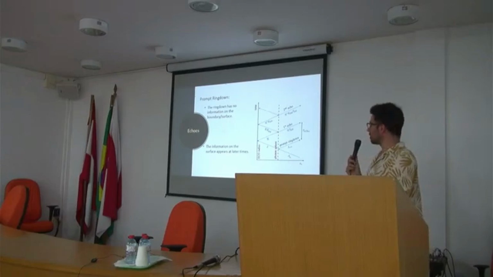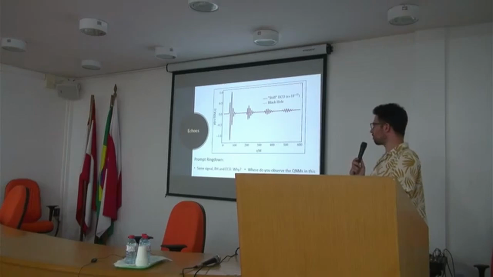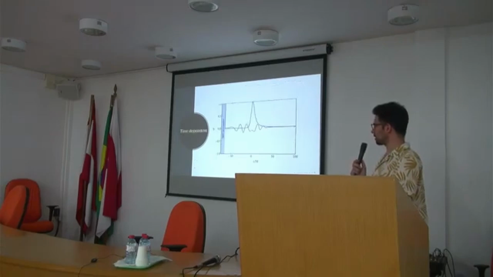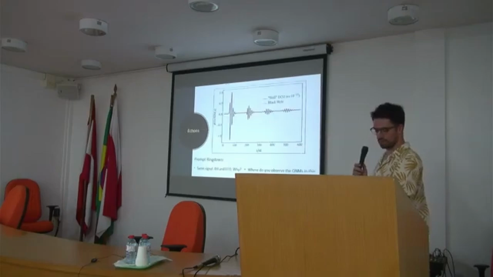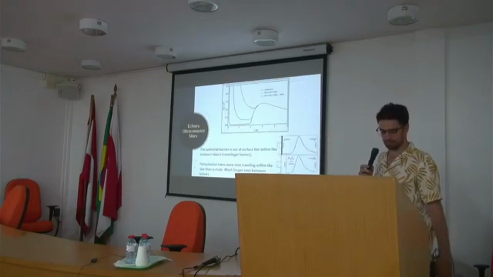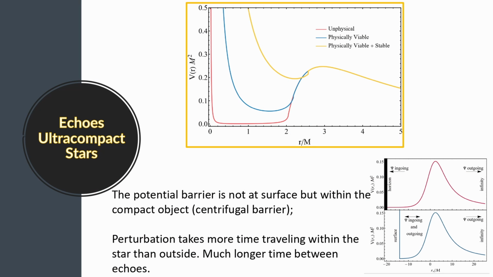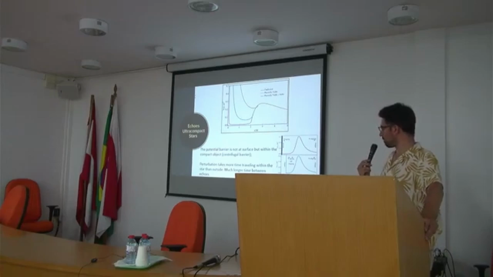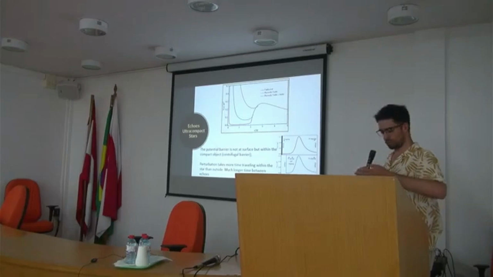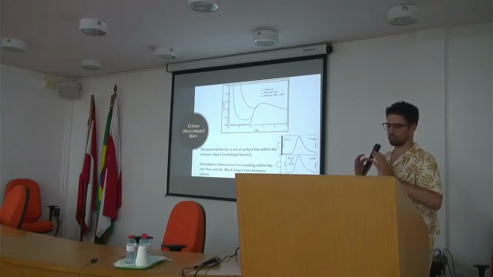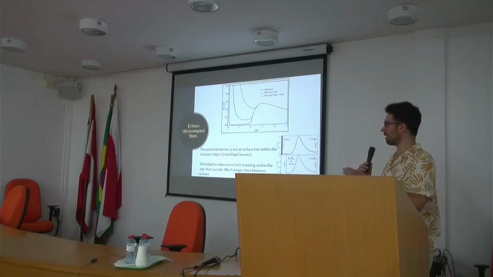Okay, so this was a model for a very stiff exotic compact object that had a wall at the surface. We can see, for example, one of these stars. One thing that we'll see is that the perturbation will take much more time traveling within the object, within the matter of the object, than outside.